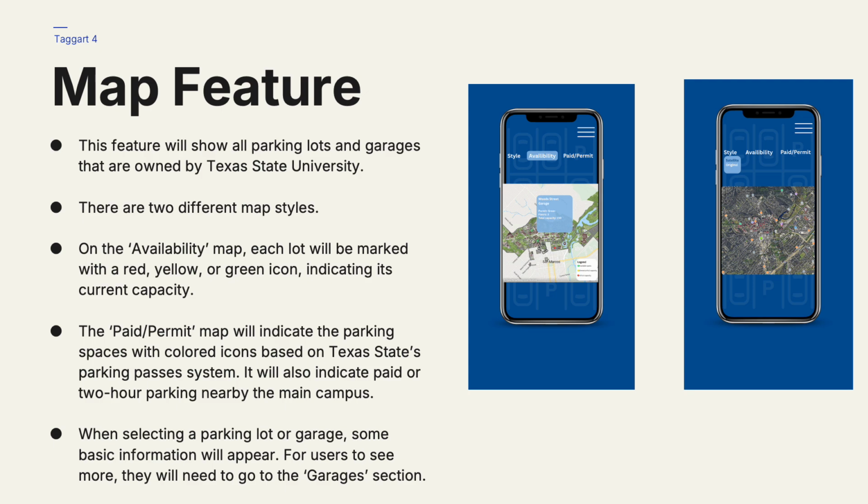The paid permit slide will show which parking lots and garages are available to certain permits, or if they're paid. These will be marked by how Texas State or whatever university you're using will mark these. For example, Texas State University has red, green, purple, gold, and silver for some ones as well. Once you click on a certain garage, some basic information will pop up, which has the floors, the availability, as well as whether or not it's a permit accessible one or if it's paid.